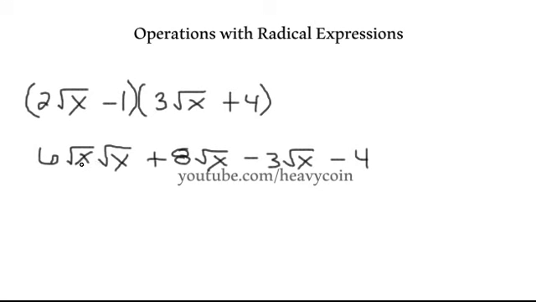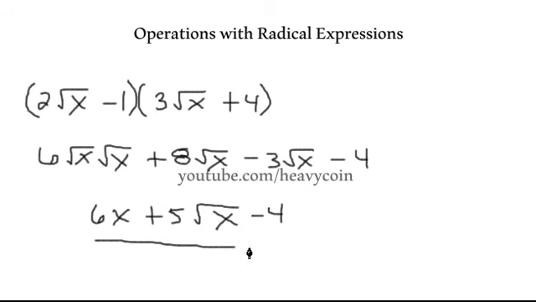And of course, now remember we said the square root of x times square root of x was the square root of x squared, but then, right, we're just left with an x. So I write 6x, 8 minus 3, these are like terms, 8 minus 3 is 5, square roots of x minus 4. Okay, so that's pretty much, after multiplying that out and simplifying it down, this is what we're left with.